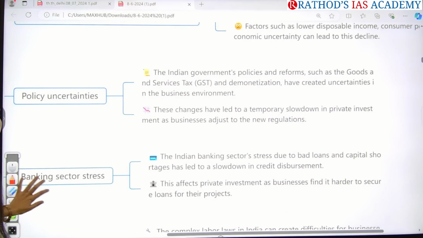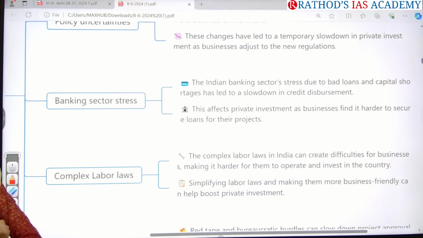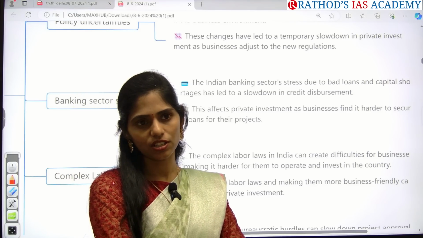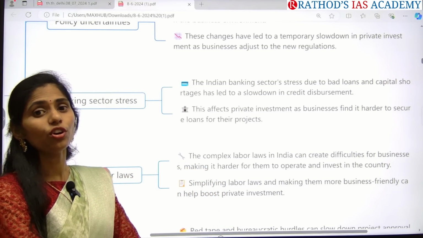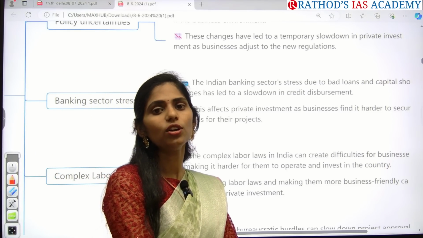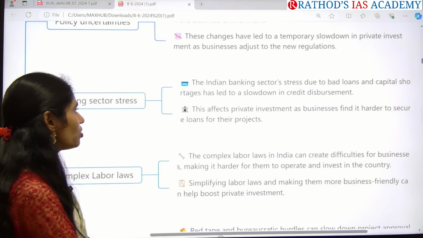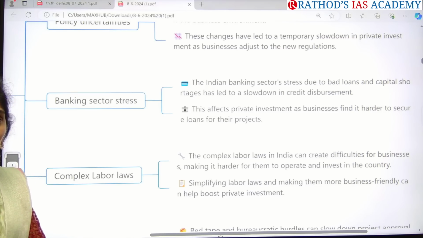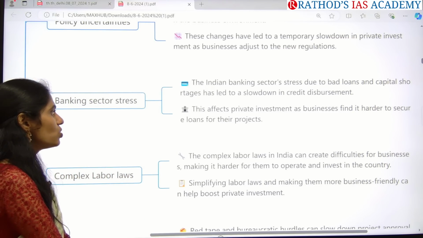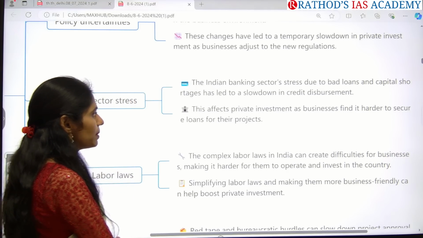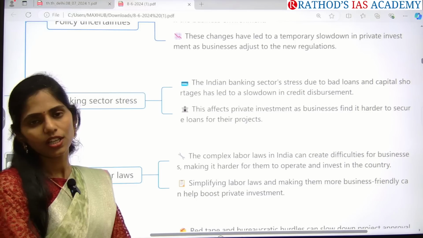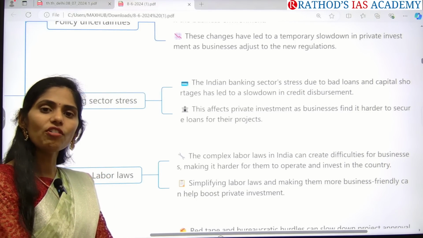And I want to say the third important reason for the decrease of private investment is the banking sector. You know that in the banking sector we are facing lots and lots of problems. One major problem here is NPAs, or non-performing assets. Because the Indian banking sector has these NPAs, as well as another problem called bad loans, there is also a slowdown in credit disbursement. So this is also one important reason that you can quote for why there is a decrease of private investment in India.